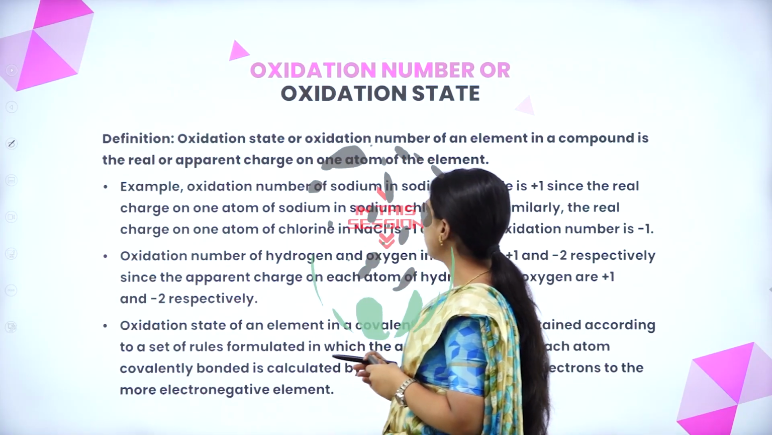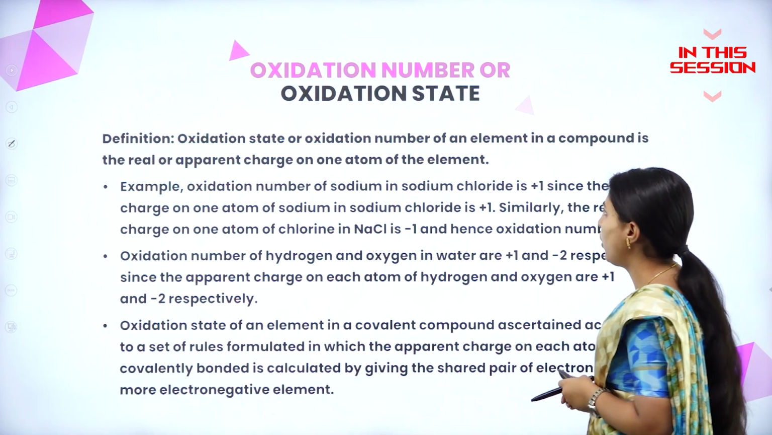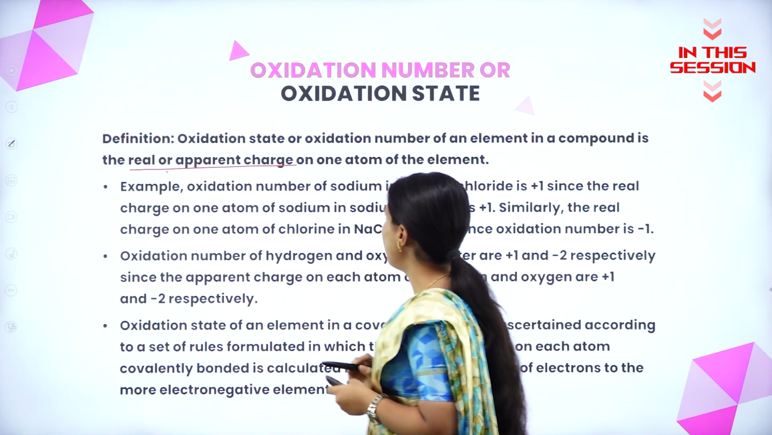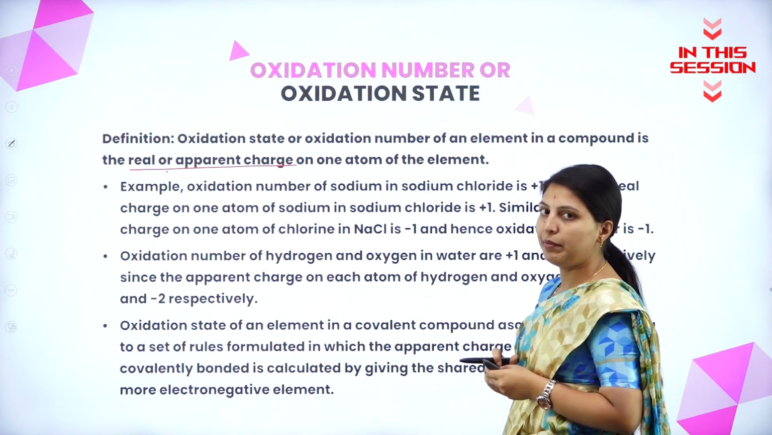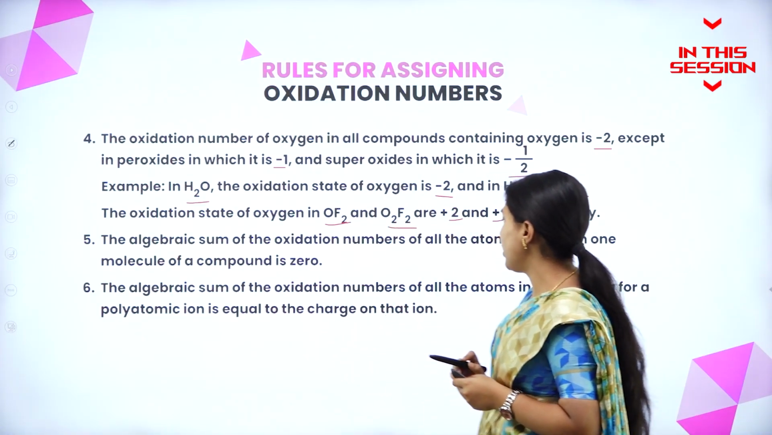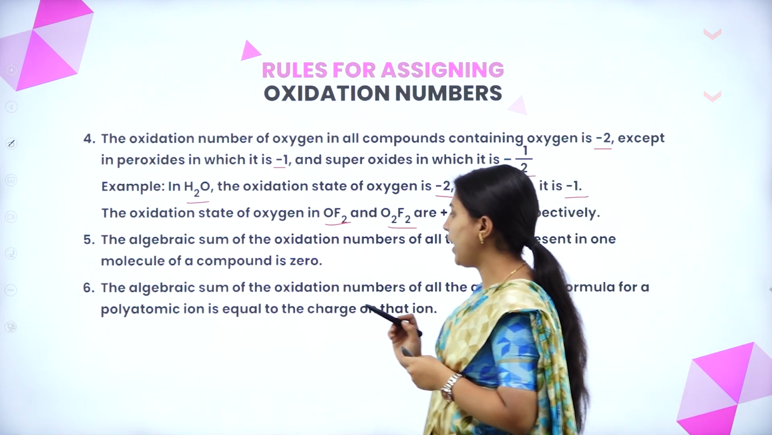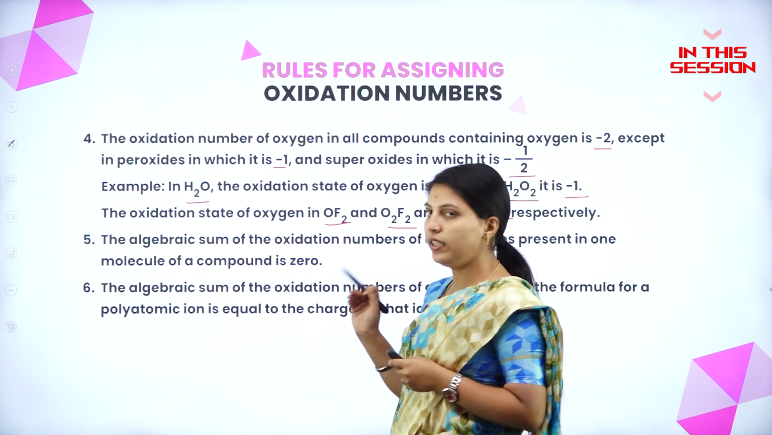Oxidation state or oxidation number of an element in a compound is the real or apparent charge on one atom of the element. The algebraic sum of the oxidation numbers of all the atoms in the formula for a polyatomic ion is equal to the charge on that ion.